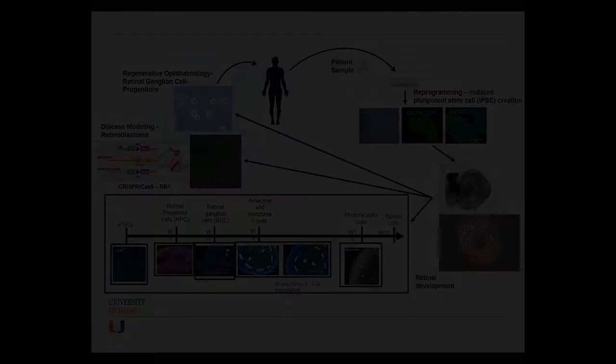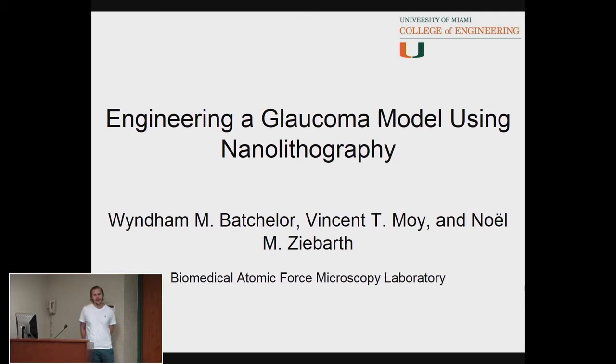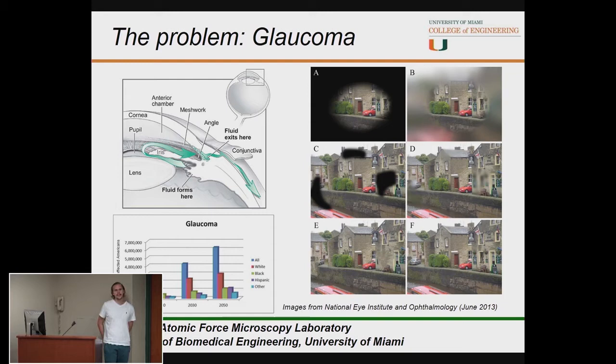Hello, everybody. My name is Wyndham Batchelor, and we are working on developing a novel glaucoma model using AFM nanolithography. So, what is glaucoma? Glaucoma is a disease of the eye that leads to optic nerve degeneration and retinal ganglion cell death. Glaucoma affects around 60 million people worldwide, making it the number one cause of irreversible visual impairment.